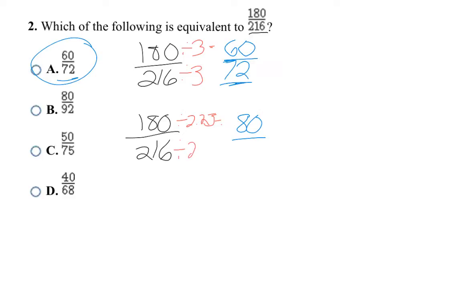But you can go ahead and try it on the denominator also. 216 divided by 2.25 is going to be 96. But that denominator and this denominator don't match, so that's not going to be B. If you ever did this division here in the bottom and got a decimal as an answer, you can't have a decimal as part of your fraction. You don't see any decimals in your answers, so that would be an automatic, that's not my answer.